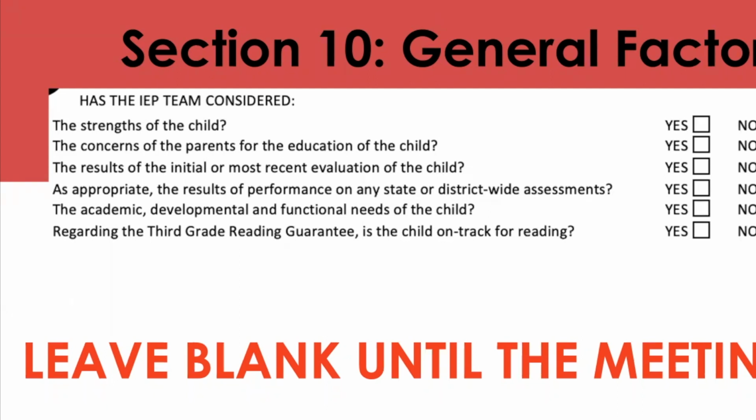And that piece right there regarding the third grade reading guarantee: is the child on track for reading? If they have a RIMP, they are not on track. That's why they have a RIMP. So there's your good answer for yes or no.